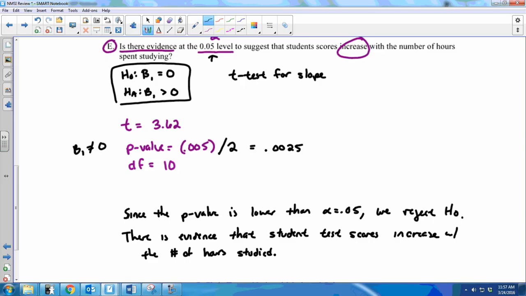Does the hypothesis test make sense? That's all it is.